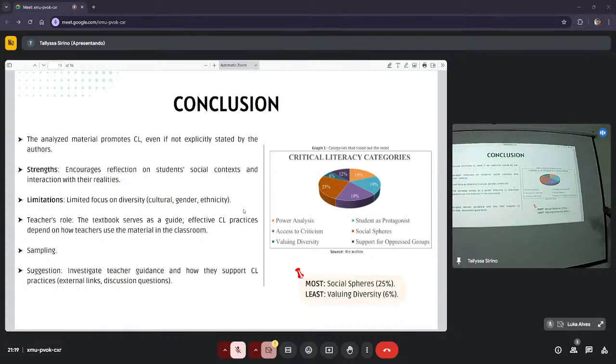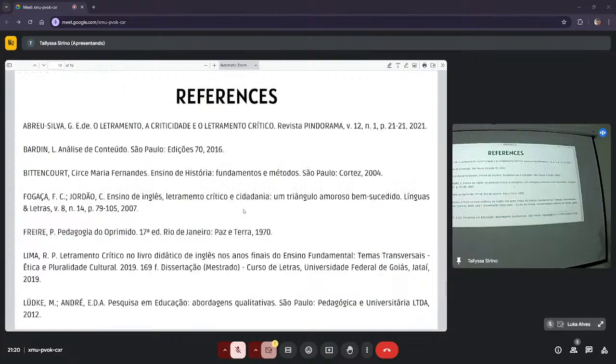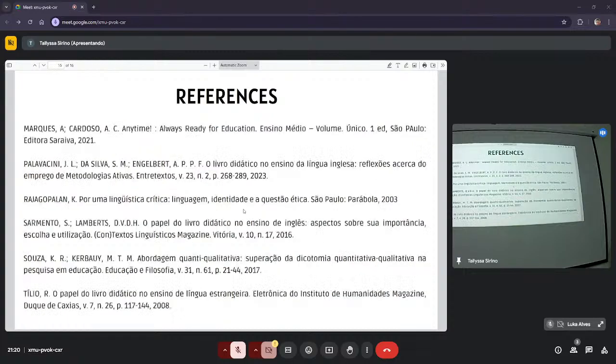Here we have the graph that I used that summarizes these findings. Here we have some of my main references used, and thank you so much for your attention.